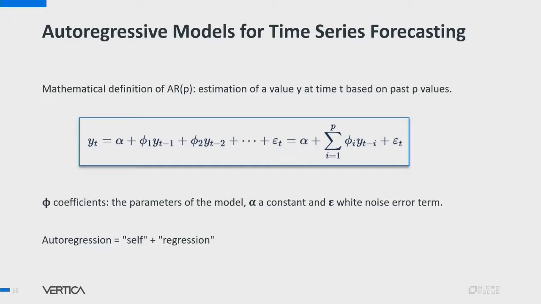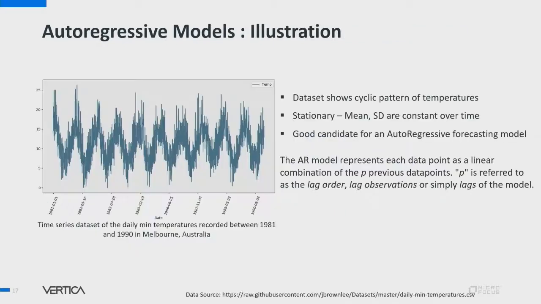Now, let's look into how you can actually do that and how some of these time series look like. So here's an illustration of an autoregressive model. In this case, it's a time series data set of daily minimum temperatures recorded between 1981 and 1990 in Melbourne, Australia. Now, looking at the data, you can see that there's a cyclical pattern of temperatures here. But an interesting thing is that the mean and standard deviation seem to be constant over time. So it's a stationary time series. It appears that it's a good candidate for an autoregressive forecasting model.